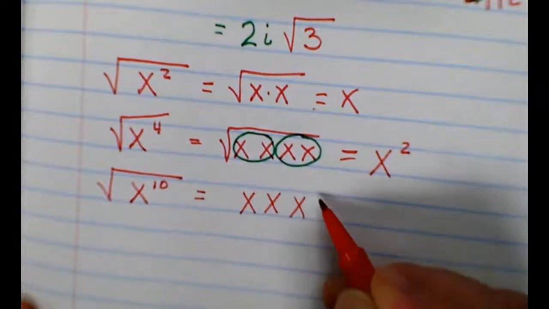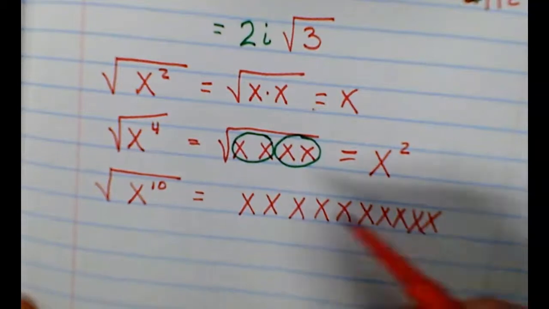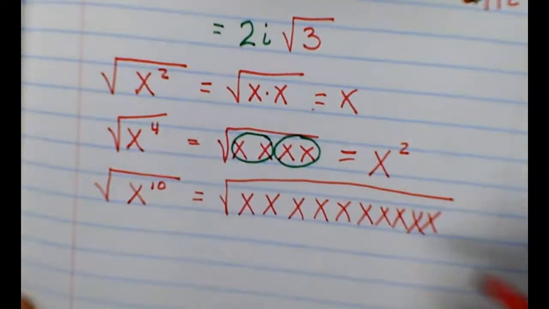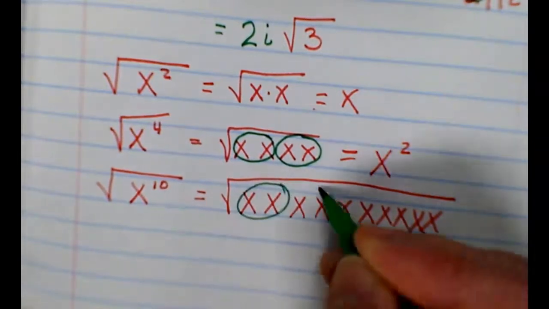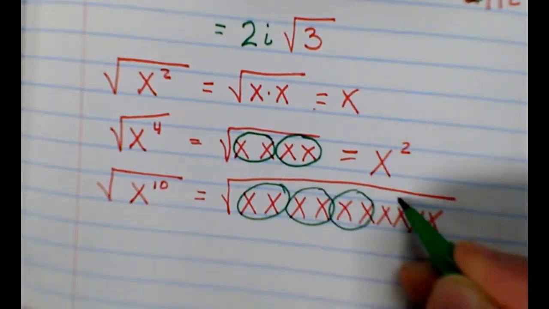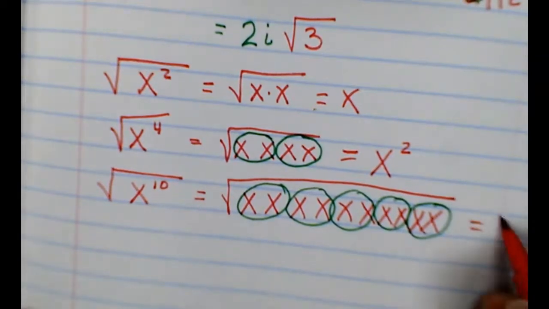2, 3, 4, 5, 6, 7, 8, 9, 10. That's what x to the 10th power means, right? There's a pair, there's a pair, there's a pair, there's a pair, there's a pair. How many pairs?